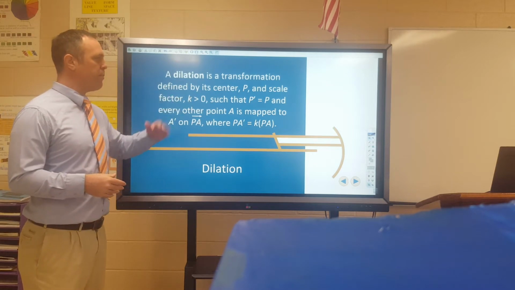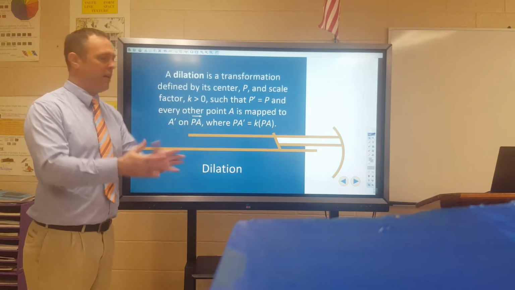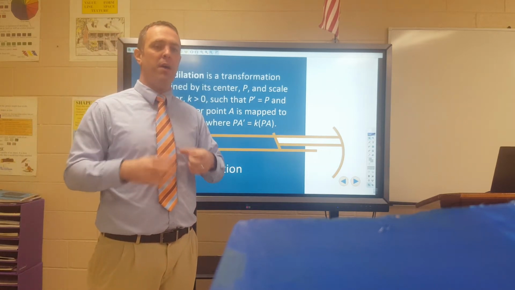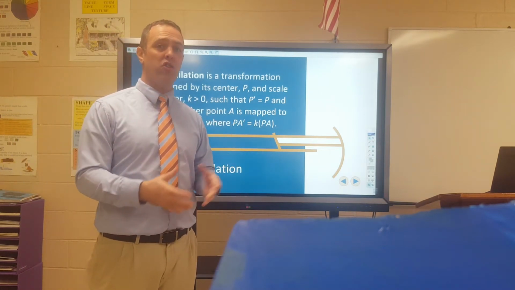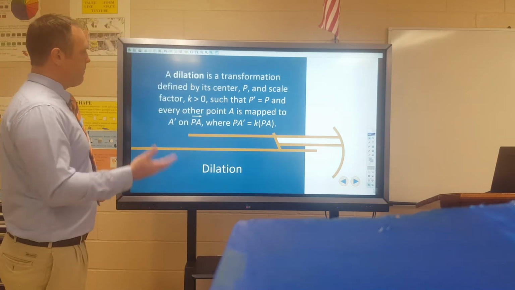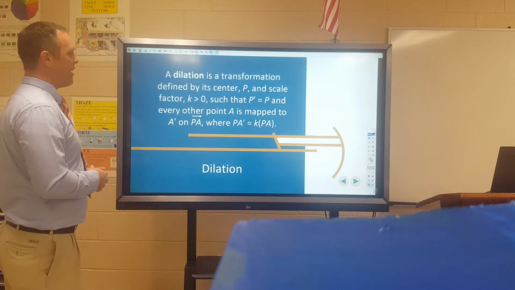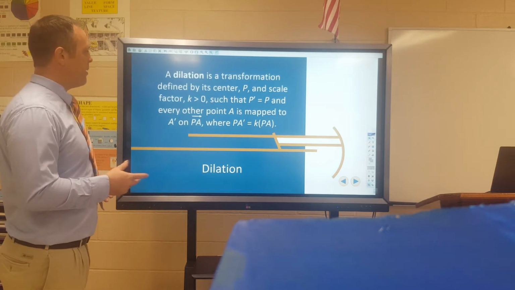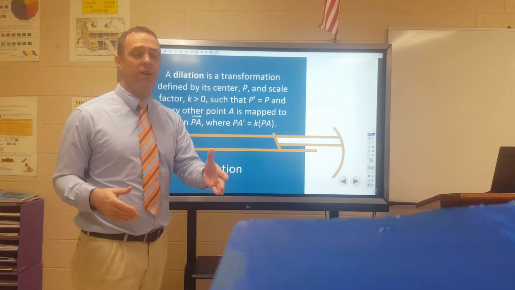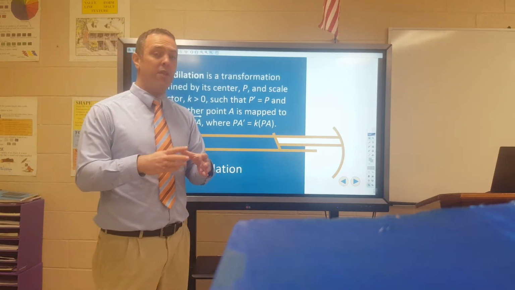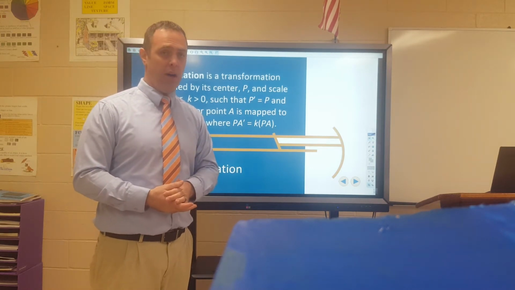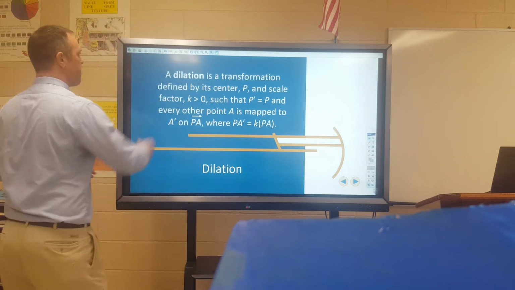Now, K represents how much we're going to enlarge it. If K equals 3, that means we're going to make the same shape, but 3 times larger than the original shape. Or if we're reducing it, it could be a fraction. It's always greater than 0, but say, for instance, 1/2. If K is 1/2, that means I'm going to make the object 1/2 of its original size. We're going to show you how to do that as well.